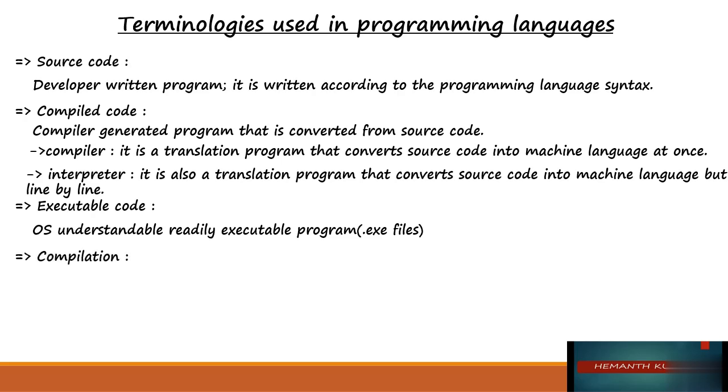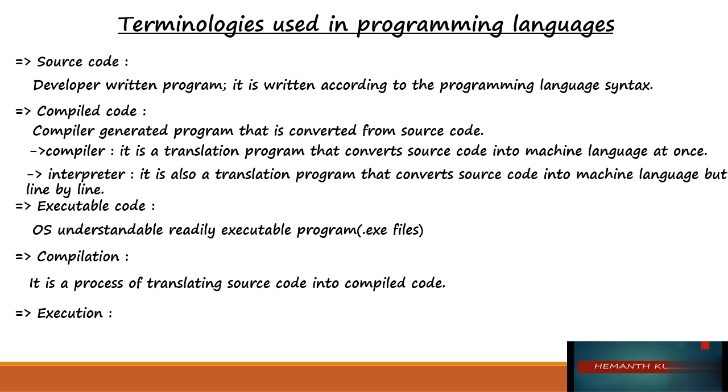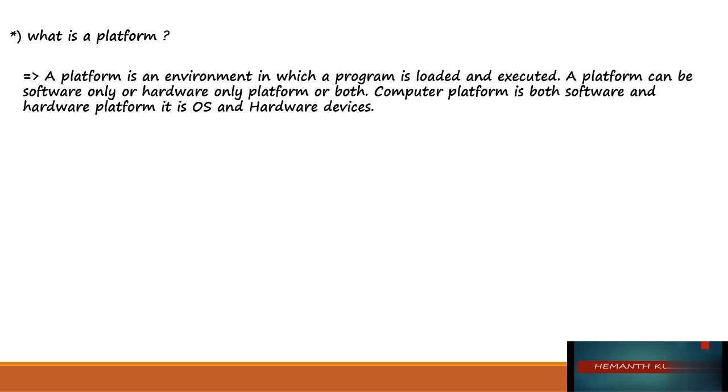Next, compilation. It is the process of translating source code into compiled code. Next, execution. It is the process of running compiled code to get output. What is a platform? A platform is an environment in which a program is loaded and executed. A platform can be software only, hardware only, or both. A computer platform is both software and hardware: it is the OS and hardware devices.